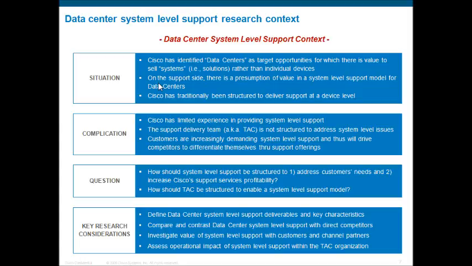So the key questions in this project: one, how should a system level support offering be structured to ensure that the customer's needs are met, and two, Cisco can deliver these offerings profitably. Those are really two separate questions, but they're embedded together. And then a third key question is, how should the support organization, the Technical Assistance Center, be reorganized or structured to enable them to deliver this new solution?